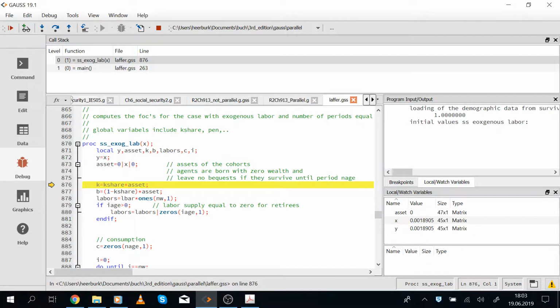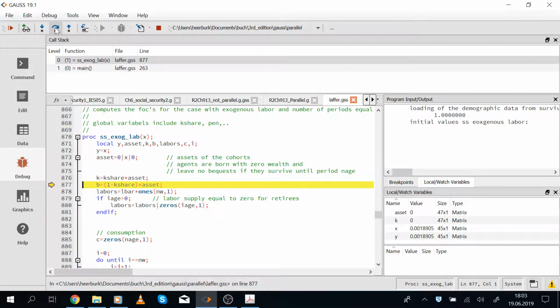The K share is the exogenous parameter, which is the share of capital in total wealth. We assume that each cohort has the same share of capital and bonds as the aggregate economy. Because we have no risk, this portfolio choice is indeterminate, and this assumption does not have any implications for our computation here. The remaining assets are held in the form of bonds.